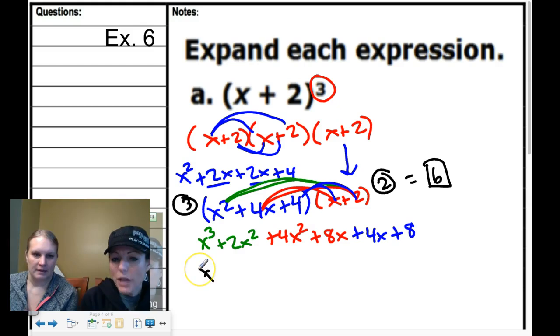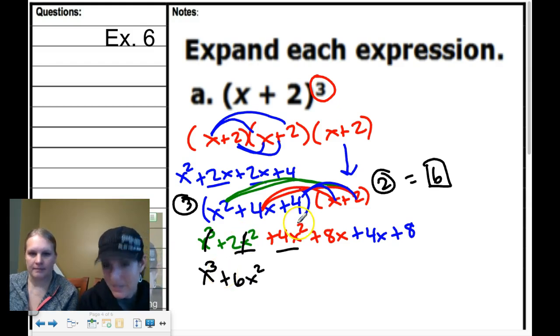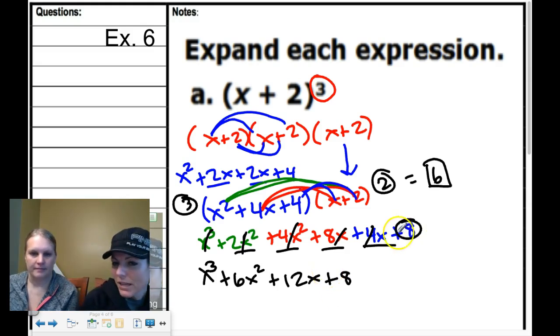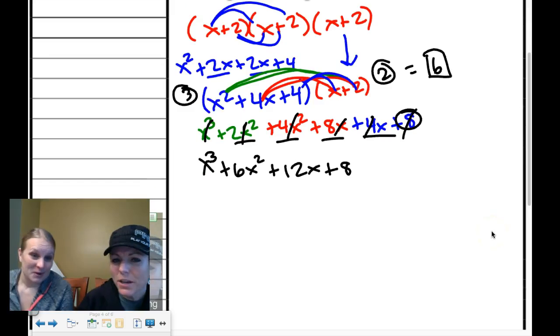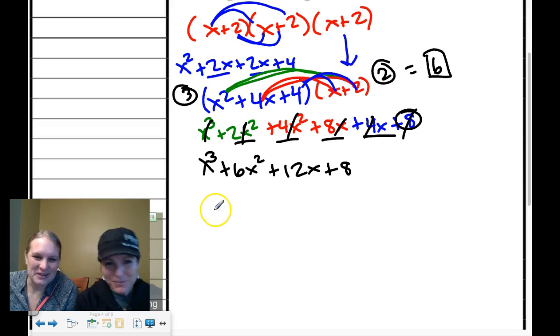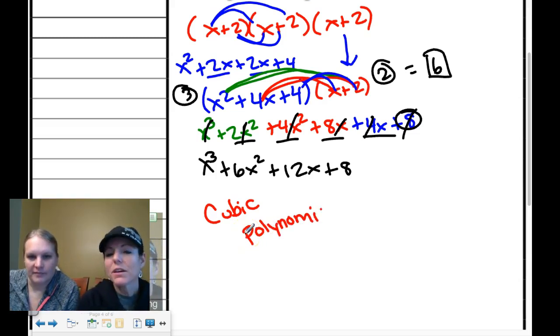All right, let's simplify. x cubed. Done. 2x squared plus 4x squared is 6x squared. Done. 8x plus 4x is 12x. And plus just the 8. For the fun of it, Miss Boyd, let's name this polynomial. The degree is 3, so it is cubic. And we have 1, 2, 3, 4 terms. So it's a polynomial with 4 terms.